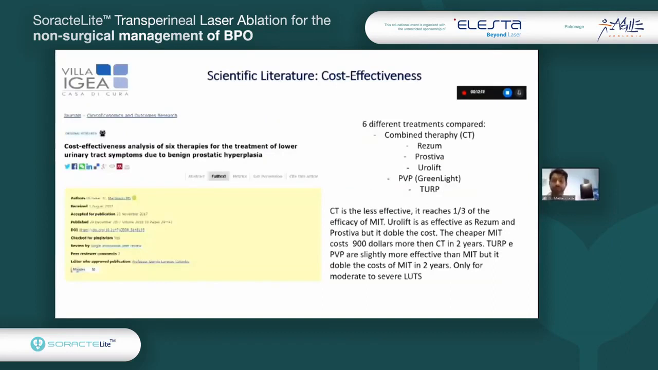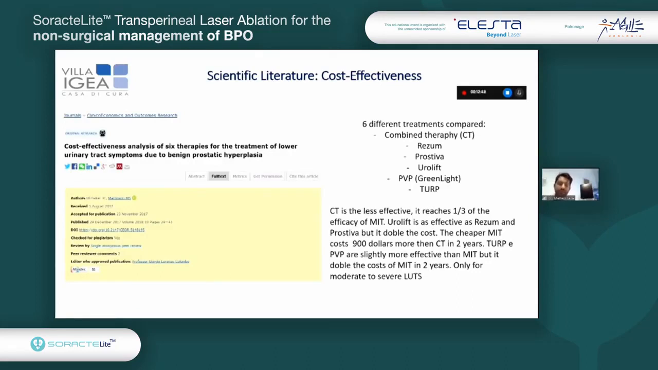Last thing, cost effectiveness. Rezum is a good technique. As I told, it is something in between a definitive surgical treatment and medical therapy. It is not that expensive compared to, for example, UroLift, and it is more expensive than combined therapy, but it is really more accurate. It has a greater efficacy.